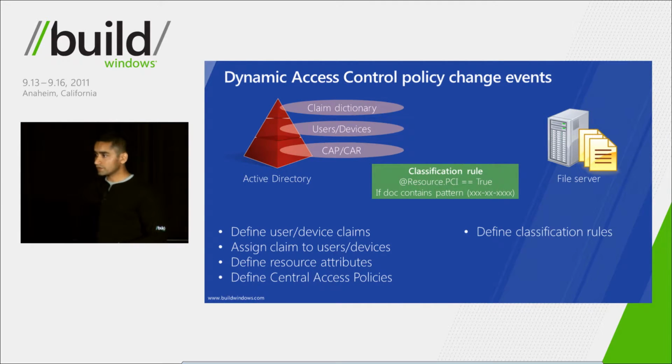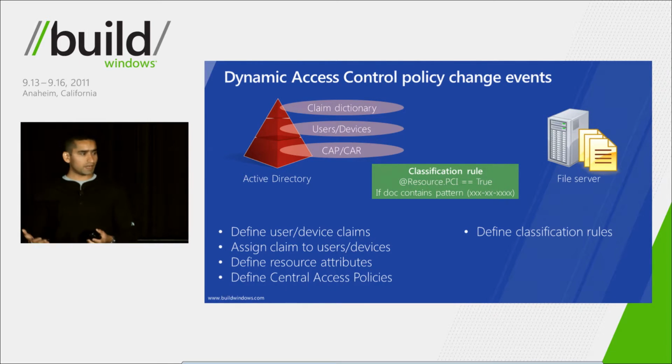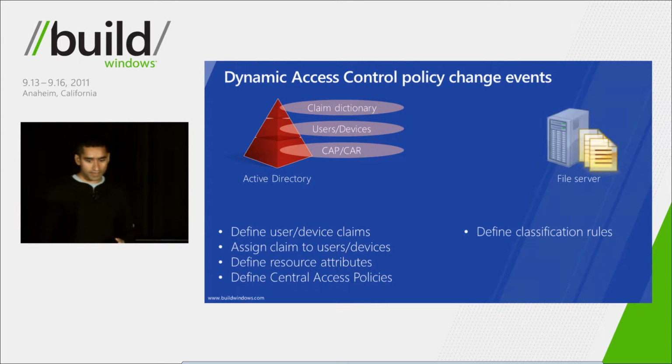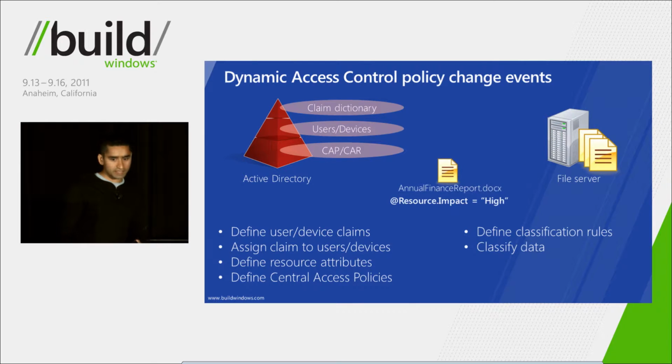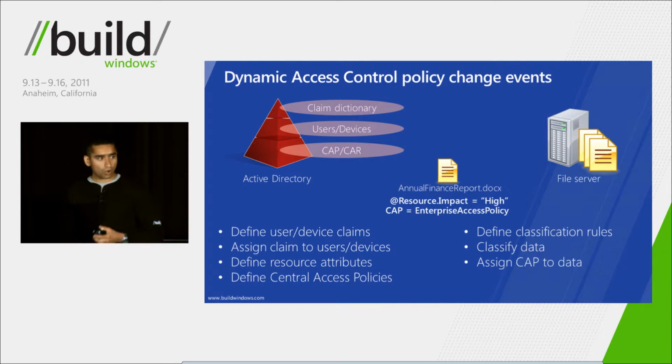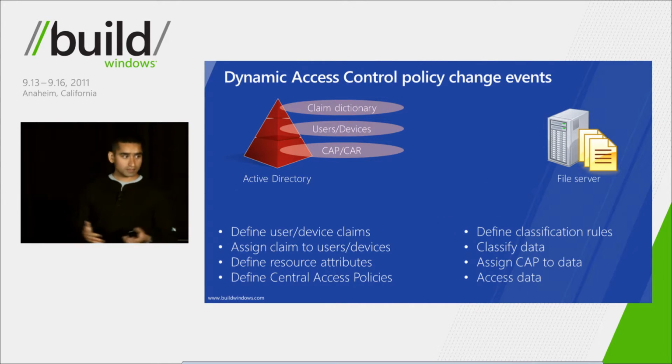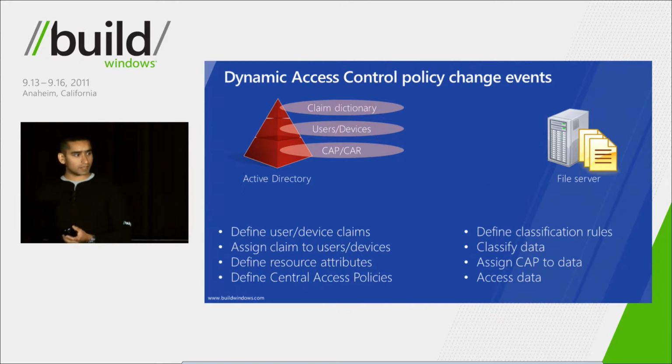On the file server side, you define auto-classification rules. Any modification to these rules will impact how your data gets classified, so it is important to audit that. You classify the data. You assign tag values to the data. This, again, is an important security event that you need to audit. Or you assign the central access policy to data. And lastly, when a user accesses your critical data, you want to audit it.